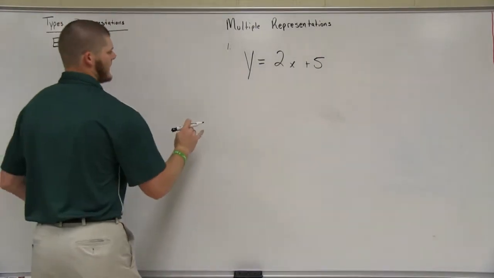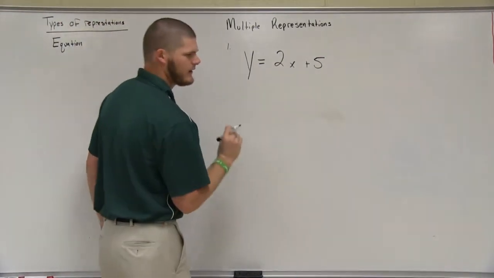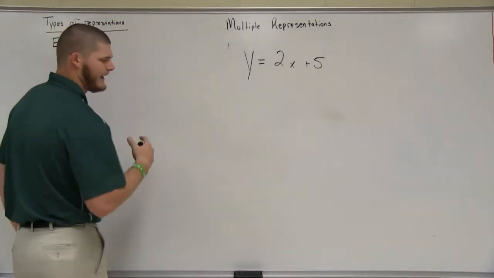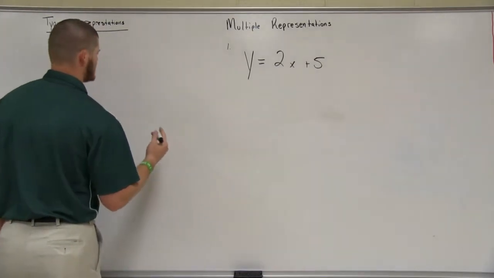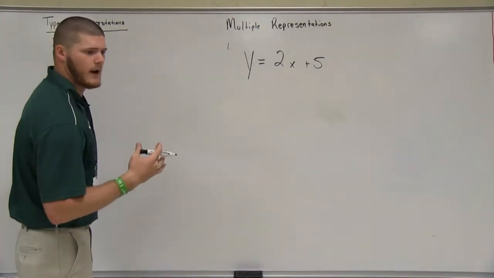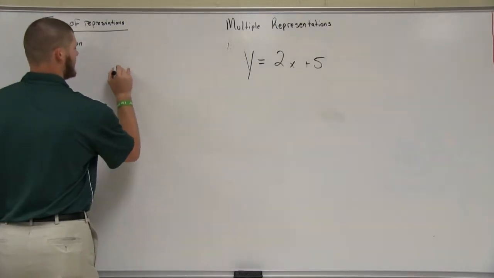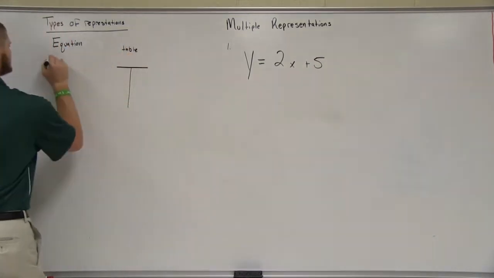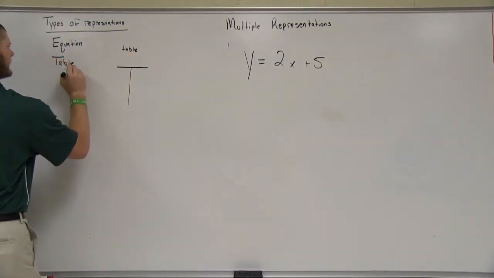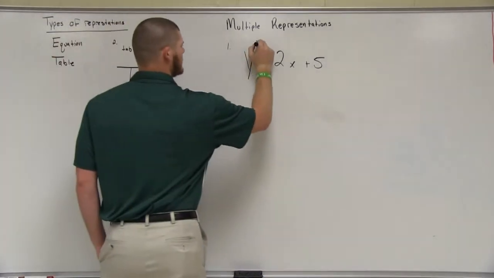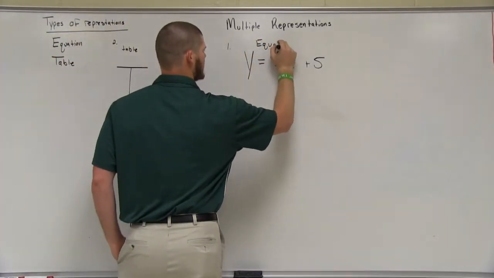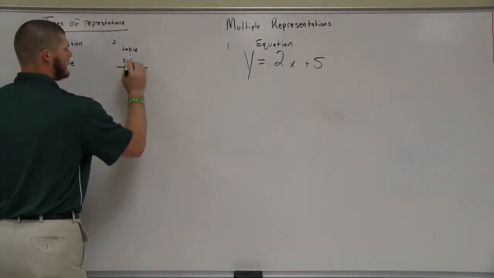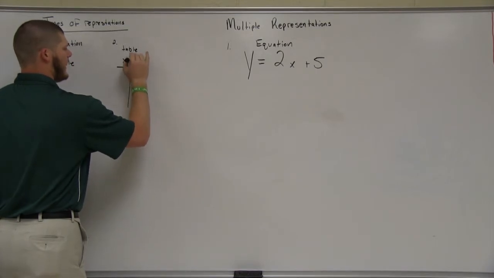Let's use this equation, y equals 2x plus 5. A way that we look at data a lot in algebra and geometry and all of our math classes, and even in real life, is to make a table. So here's our table. We're going to make a table. And when we have a table, we have x on one side and y on the other.